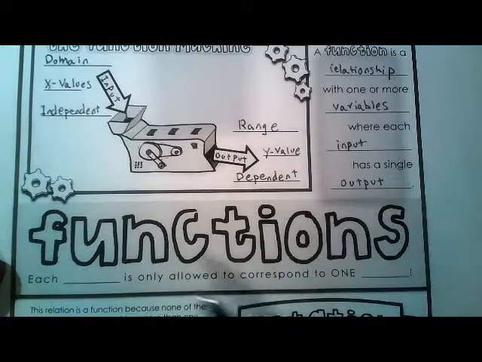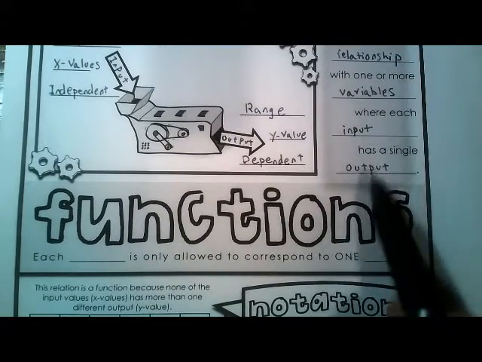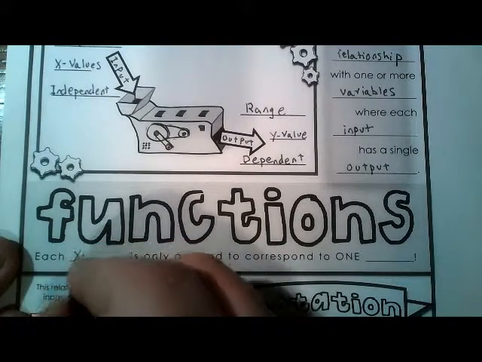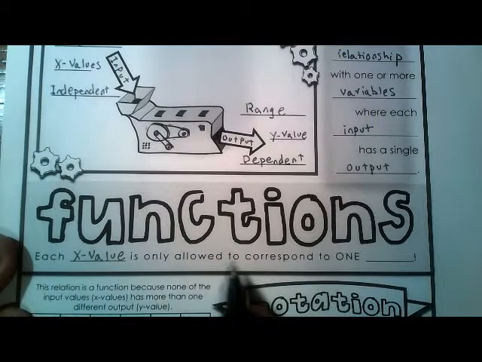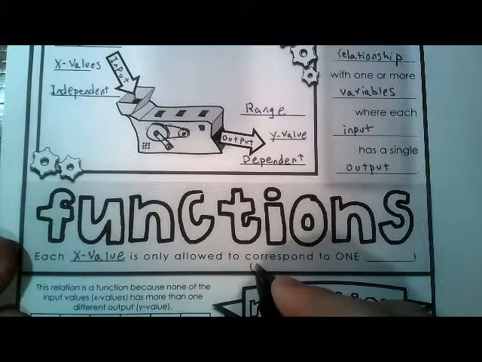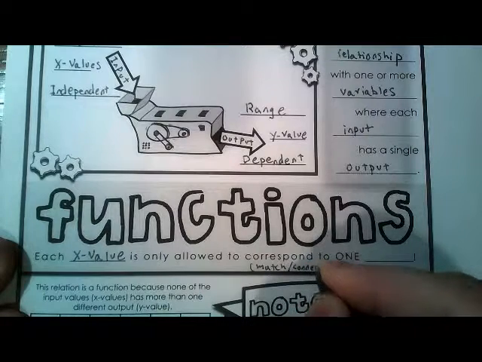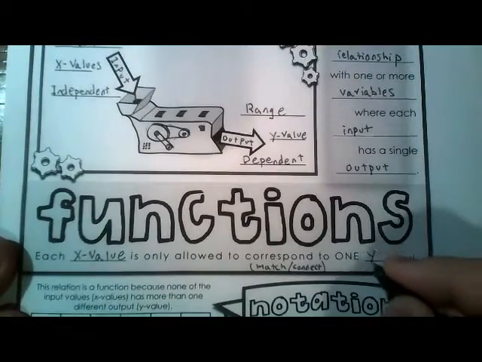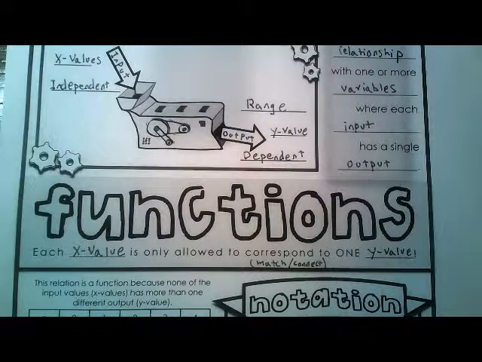So that's our first part of functions. And to kind of go along with this definition, functions, each x value, and this is very important, each x value is only allowed to correspond, that's like match, right? That's like a relationship. It's only allowed to correspond to one y value. And as we start talking more about functions, you'll start to really understand what makes a function and what doesn't make a function.